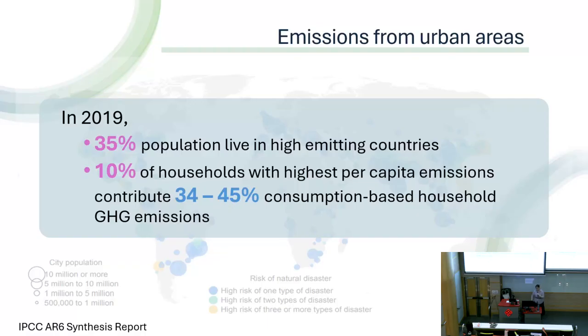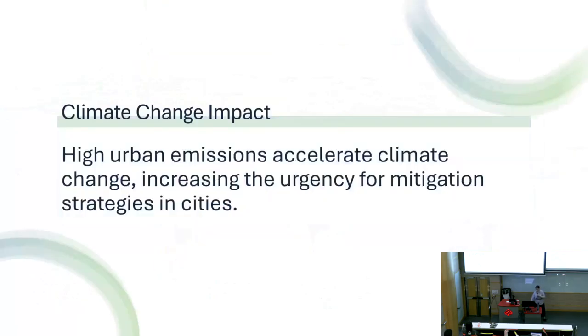In 2019, around 35% live in high-emitting countries. And because we are living there, 10% of people are actually contributing to around 34 to 45% of the household GHG emissions. And the GHG emissions are actually the major impact. So high urban emissions accelerate climate change and increase the urgency for mitigation strategies in cities. What this means is that we need to somehow figure out a way in which we can either mitigate or build up resilience towards these climate change impacts.